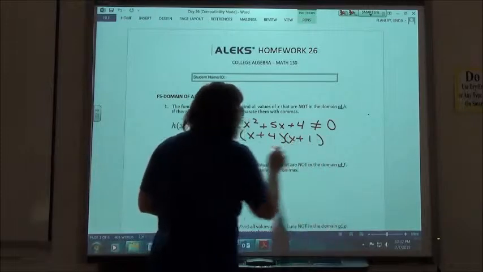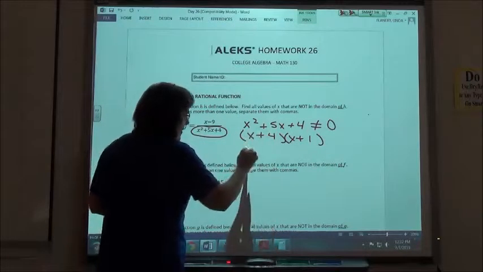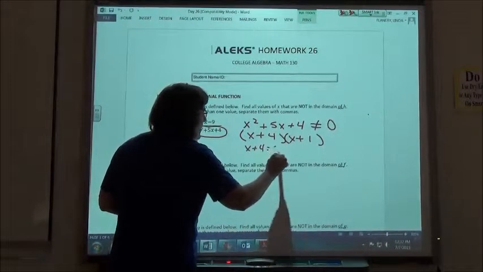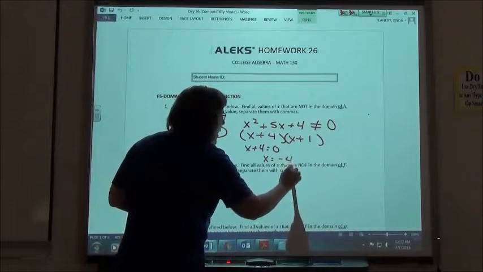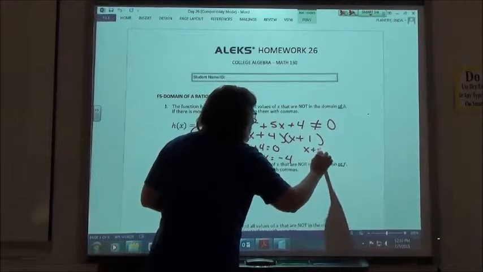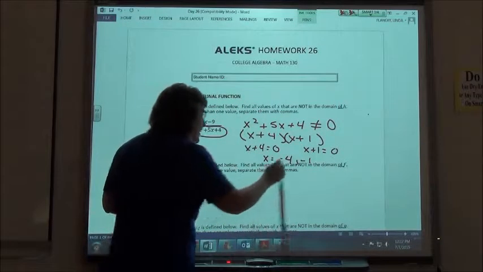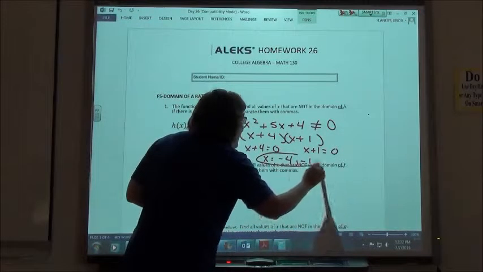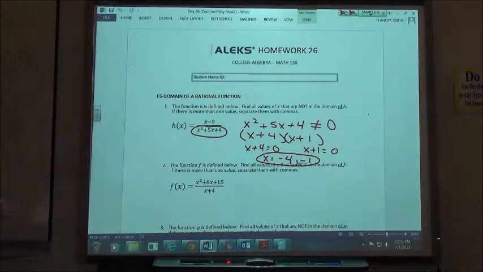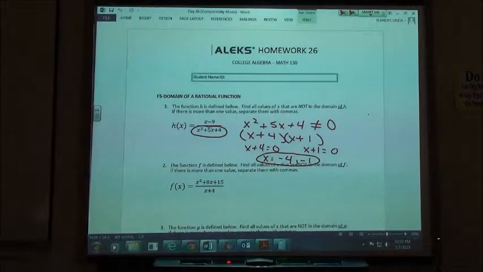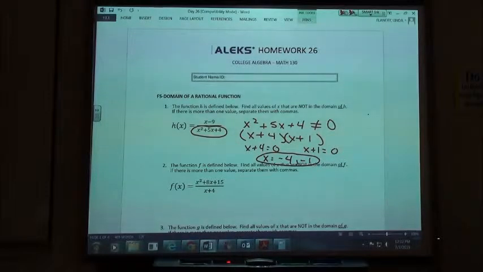And then since it has to give you the zeros, if x plus 4 equals 0, we'd have a negative 4 answer. And if x plus 1 equals 0, we've got the negative 1 answer, right? We get the opposites. So the two values that are not in the domain of x would be negative 4 and negative 1. You could put any other number in and come up with a real number answer for your fraction.